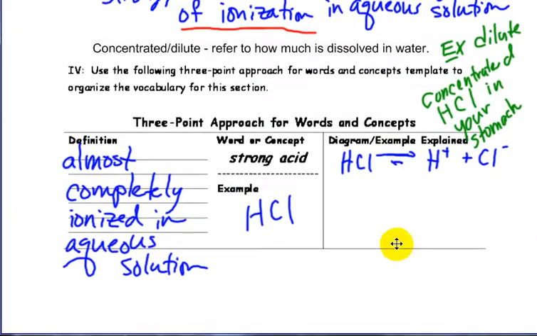Okay, so there you have it. We'll look at the vocab here. Strong acid. So again, to rehash that, almost completely ionized in solution. So for example, hydrochloric acid exists mostly as H+ ions and Cl- ions floating around, as opposed to undissociated HCl.